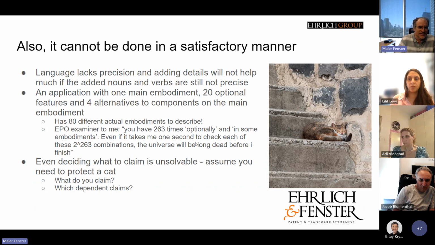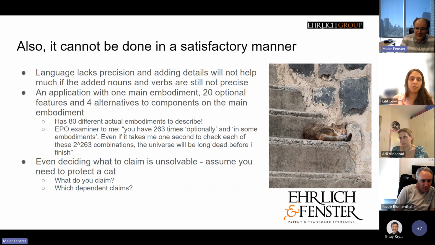And even in a very simple case, you have one embodiment, 20 optional features, and 4 alternatives. That's 80 different embodiments. Are you going to have 80 different actual figures? Are you going to have measurements for everything? No. Even deciding what you want to claim is actually unsolvable.